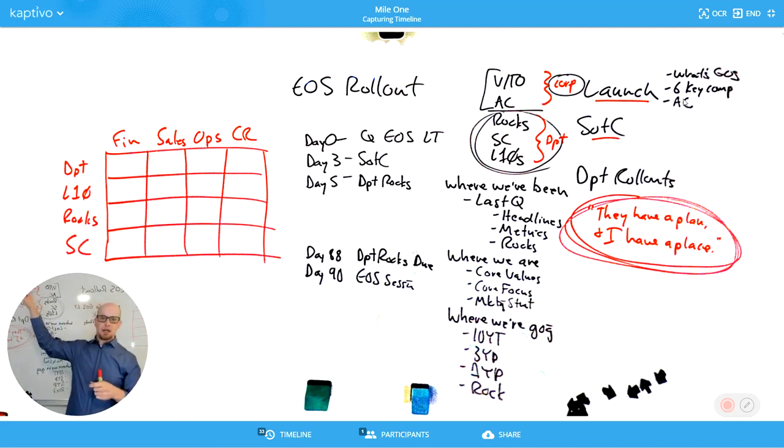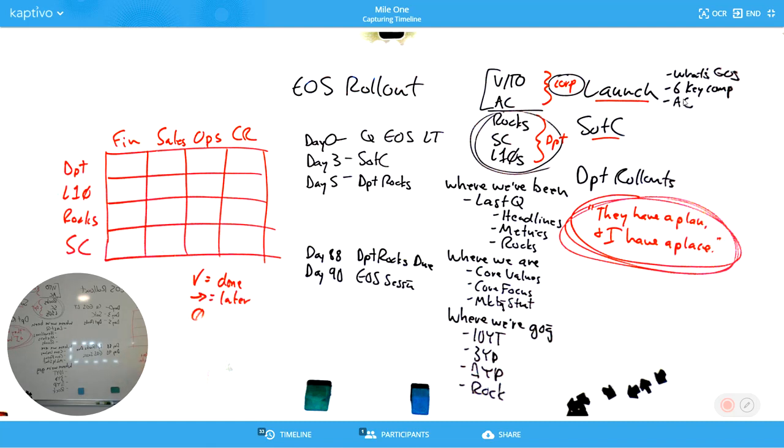So they're all going to get the VTO and accountability chart when you do the launch and state of the company. They're not all necessarily going to get all of the other tools right away. And so the key that I use for this is that if there's a check mark there, that means it's something that's already done. If there's a forward arrow, that means that we're going to do it later, so not this quarter. If there's a strike through, like a null symbol like that, it means that we don't intend to ever do this for that department. And if there's a Q for quarter, that means we're doing it this quarter.